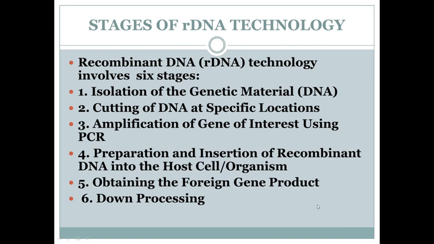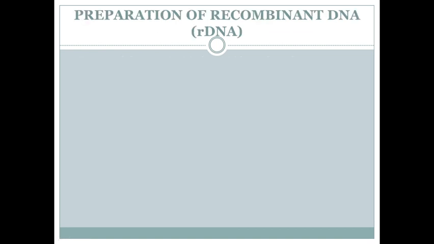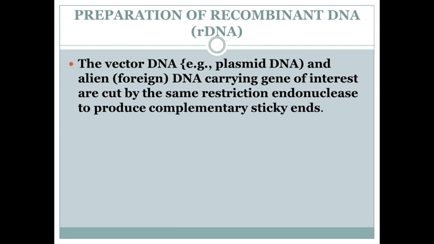So let us start with the preparation of the recombinant DNA, how this recombinant DNA, or rDNA, is prepared. Now rDNA is prepared from a vector DNA, which can be a plasmid, and an alien or foreign DNA carrying the gene of interest. We know what a plasmid is.